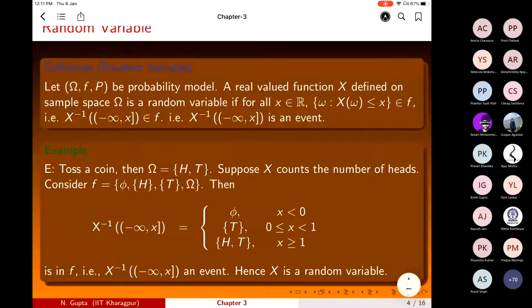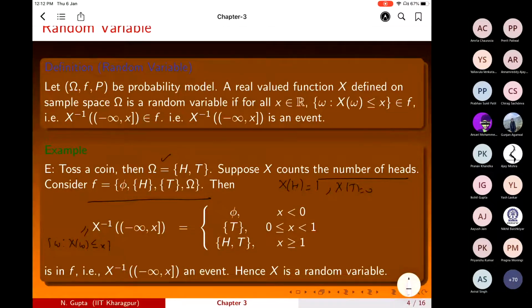Okay, so let us say that we toss a coin, we will get head and tail. And X counts the number of heads. Then we can take F as the power set: phi, H, T, omega. If we apply X on H, we will get 1. If we apply X on T, we will get 0. So what is omega such that X(omega) is less than or equal to x, which is nothing but this value.